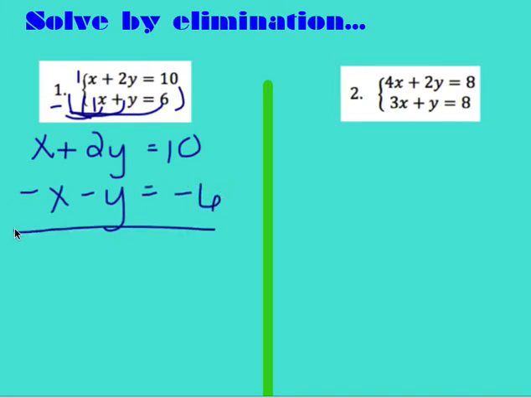And then I'm going to go ahead and add down the columns. x minus x is going to cancel out. 2y minus y is going to equal y. 10 minus 6 is going to give me 4. So here I get that y is equal to 4.